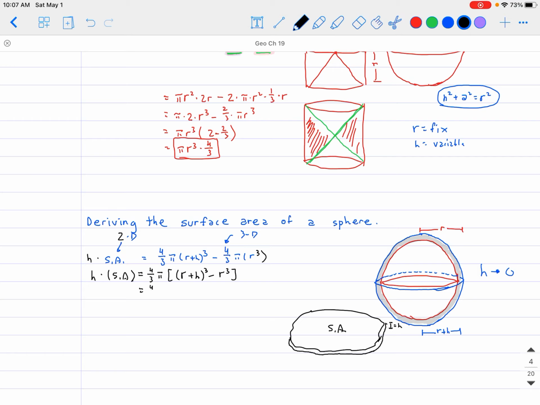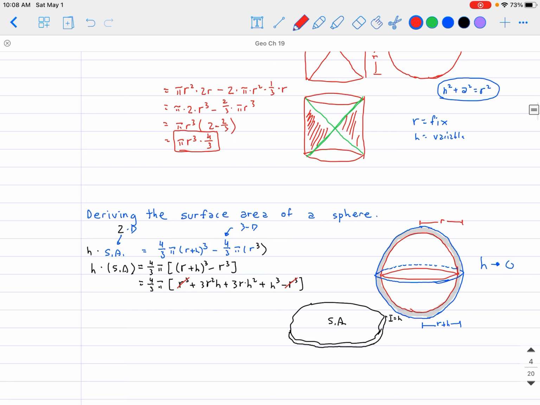Cleaning up the algebra a little bit more, that's 4/3 pi. And then for this part, if I expand it all out, that gives me r cubed plus 3r squared h, plus 3r times h squared, plus h cubed, and then minus r to the third. So just saving you a little bit of time, if you multiply it out using FOIL, those are the four terms that you're supposed to get. And fortunately, in our case, the r cubes cancel out. So that means that we have those three terms left.